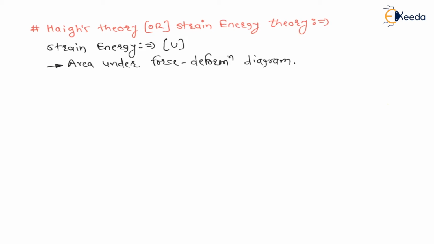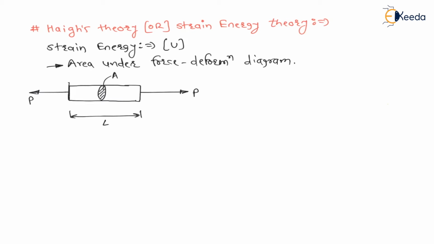Let us consider one simple case. Let us say this is a rod of length L. If I apply force P on this element, this is the applied force P. And let us say the cross section of the rod is circular.